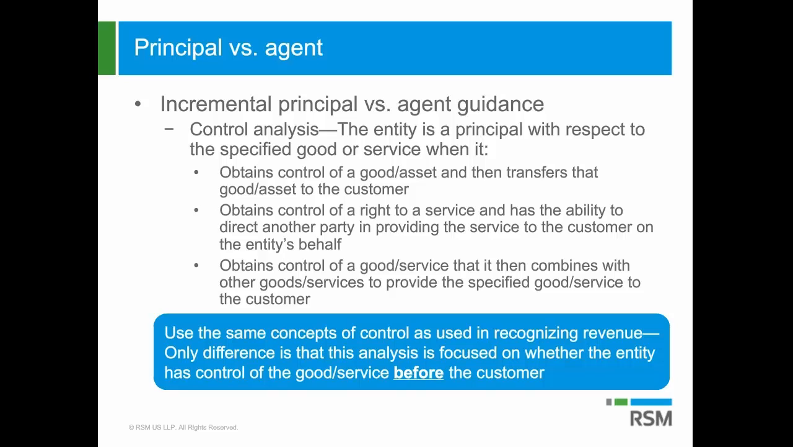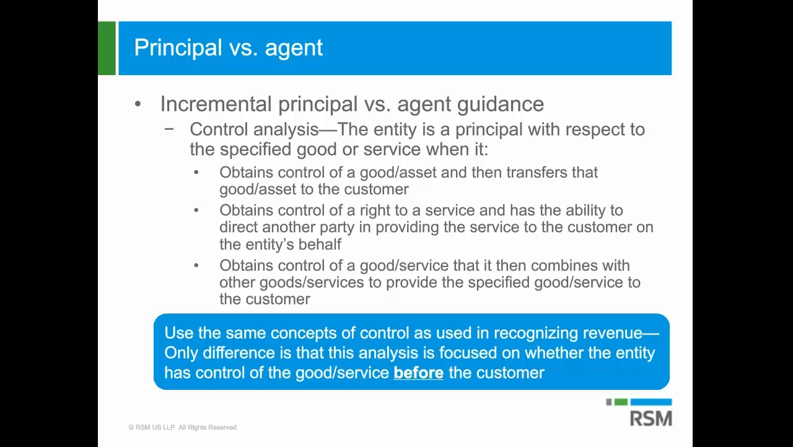I don't know who my customers are, but I'm going to pay you for 1,000 hours of service, and if they're not completed within a year, I'm going to pay you that money anyway. So in that case, you obtain the right to control that service and direct that third party to your ultimate customer before you have that customer identified. In that case, you'd say, yes, I meet this control guidance to obtain control prior to transferring it to a customer, so I'm a principal.